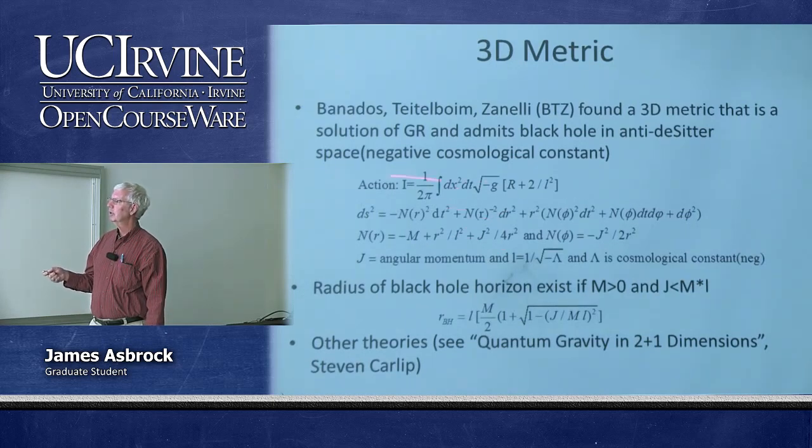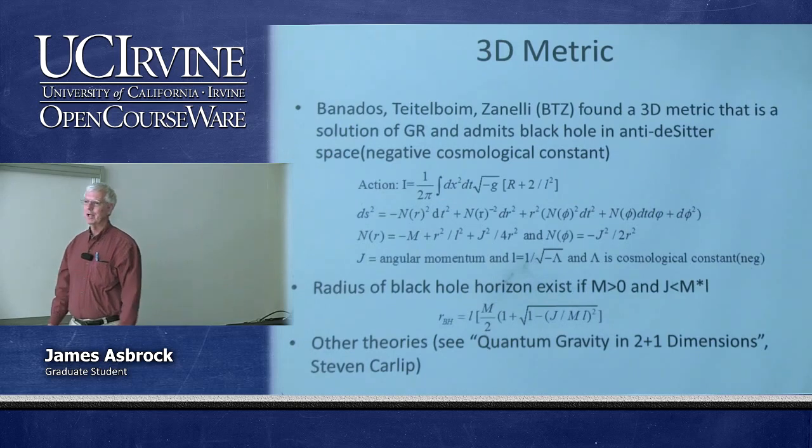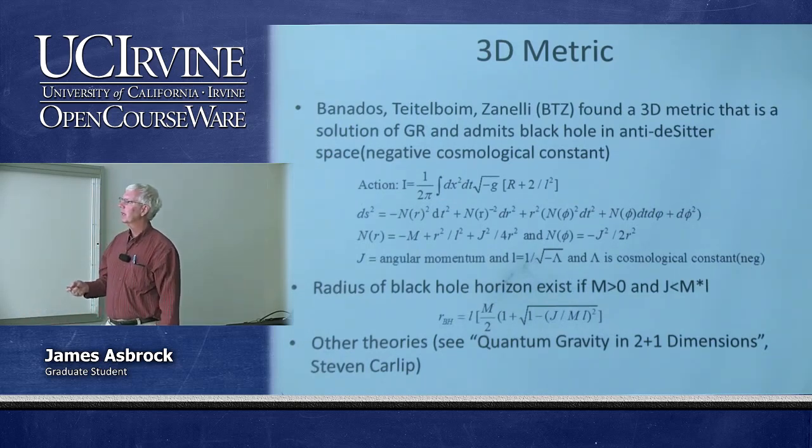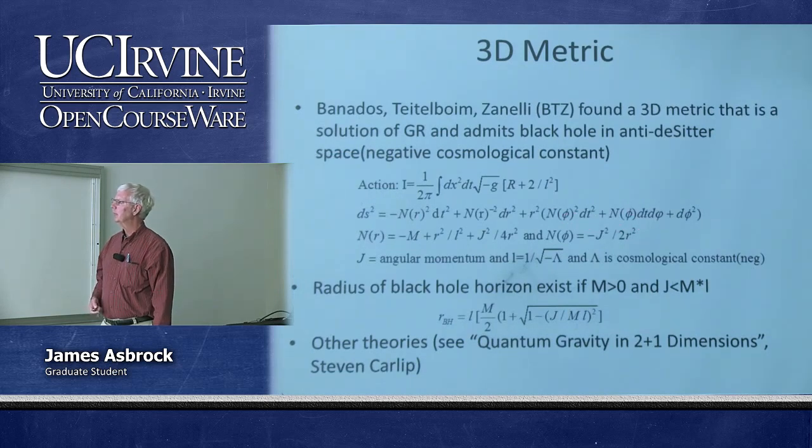It's very similar, or exactly the same as the Einstein-Hilbert action, except now it's only two dimensions of space and 1 dimension of time. This is the metric, and it has two variables, N sub r and N sub phi. This also applies to a rotating black hole, and these are the solutions. The N sub r depends upon the mass and the angular momentum. The N sub phi just depends upon the angular momentum.